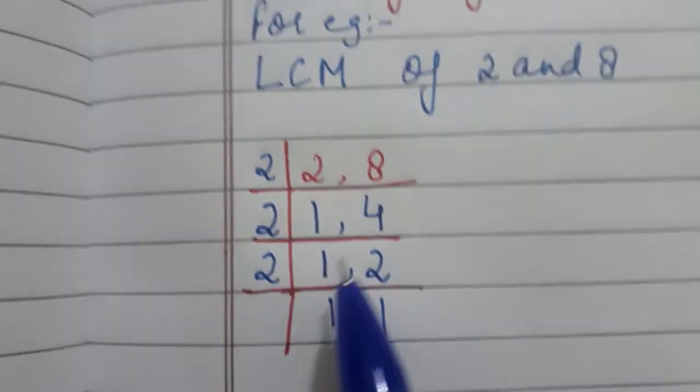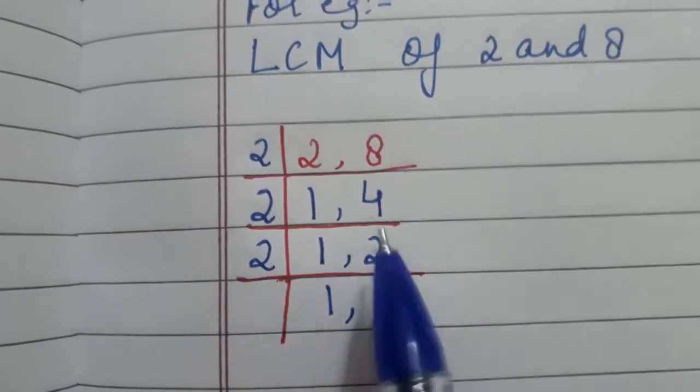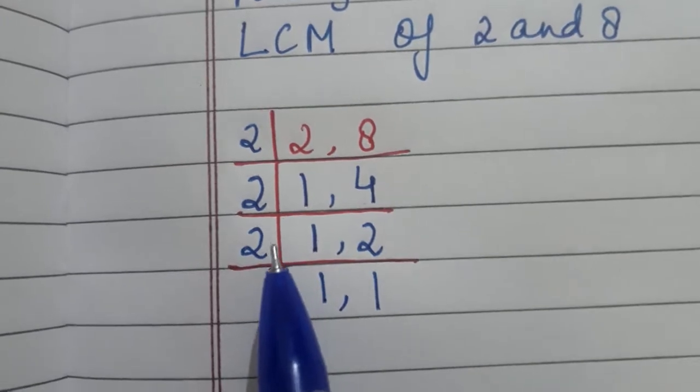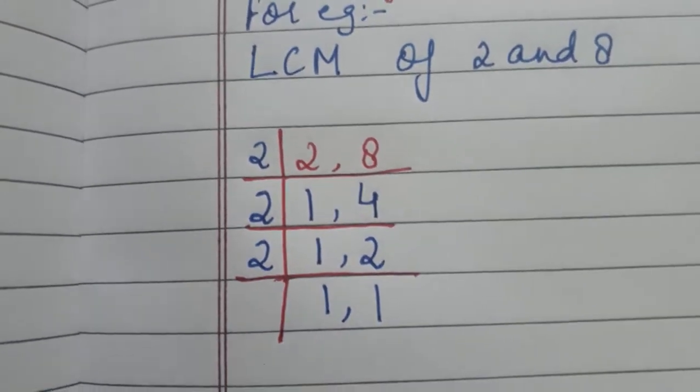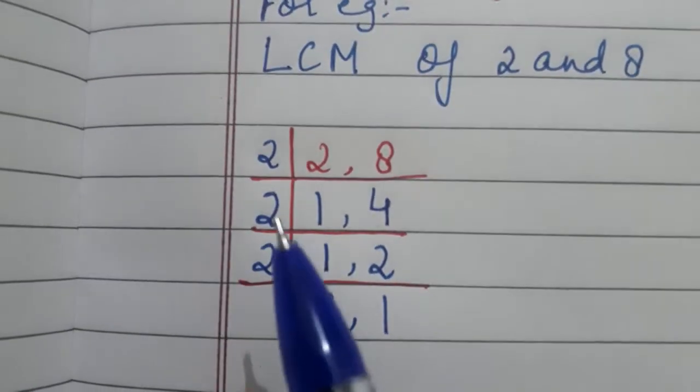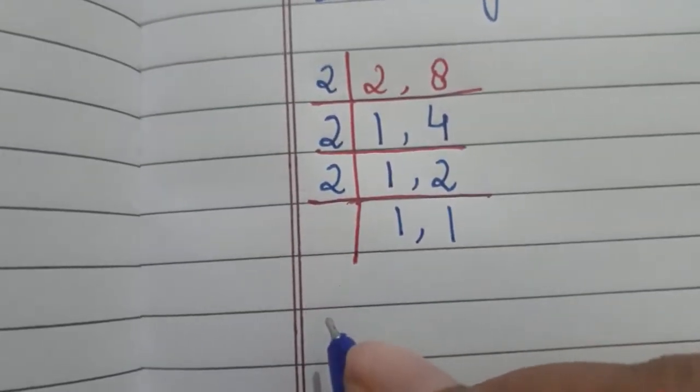Don't directly switch to 5. Suppose if it is 15 here, don't directly divide the number by 15. It has to be divisible by 3. Then only 5 will come. Okay. Now you got. Now what will you write here?